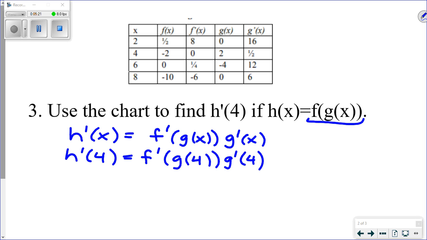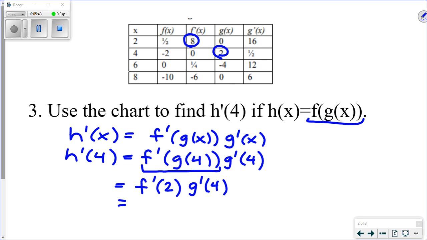Now, you actually want to start here because to find f prime of g of 4, you've got to start with g of 4. So I'm going to go to my table. g of 4 is equal to 2. So this will become f prime of 2 times g prime of 4. Okay, and now f prime of 2 is equal to 8, times g prime of 4, which is equal to 1/2. And then 8 times 1/2 is equal to 4. So h prime of 4 is equal to 4.